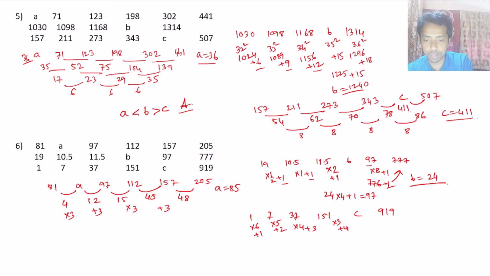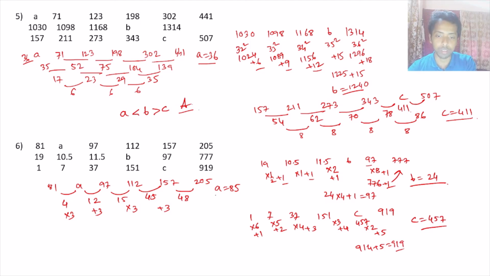It will give 457, right? 457, so multiple of 2 plus 5. Will it give the same value, 919? Let's check it. 914 plus 5 is 919. Yeah, it perfectly satisfies the condition. So the value of C is 457.